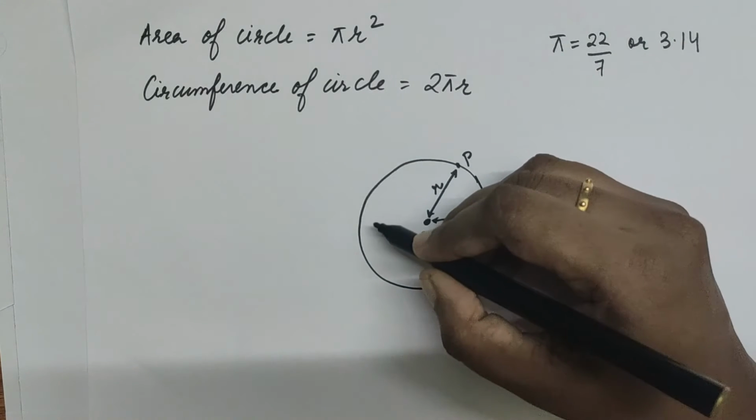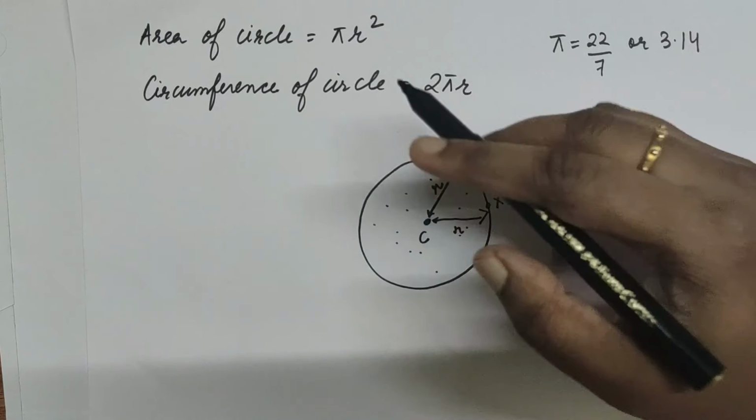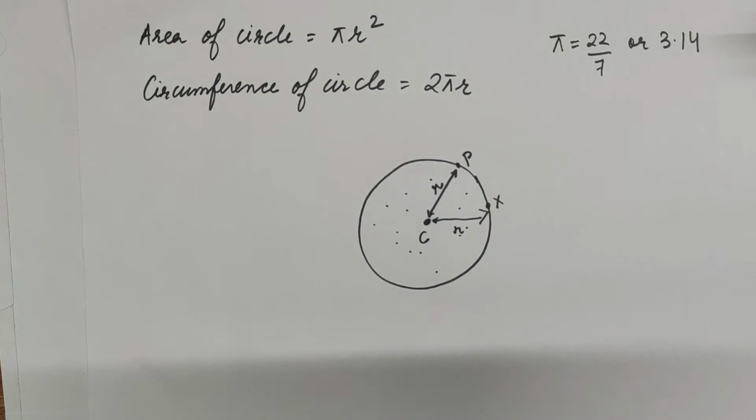And what is the area? When I talk about the area, it is the full region inside the circle, which will be calculated by the formula pi r squared. So using these two formulas, today we are going to solve some questions and see how the circle's perimeter and area, that is the circumference and area of a circle, can be calculated.